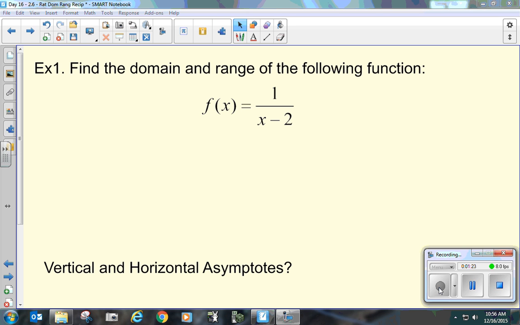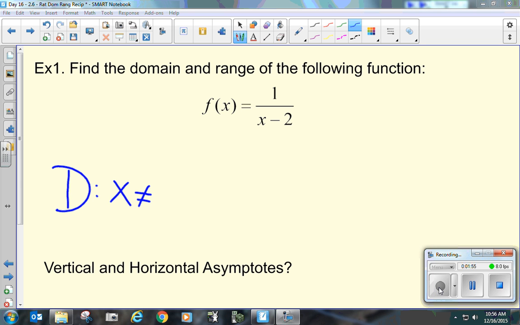Here we go. Let's find the domain and range of the following function. Well, the domain should be easy here. What's our domain? They're all possible x values. So as I look at that function, it's a rational function because there's a fraction involved. What can my x's be or not be? Correct. So what does that mean? So x cannot equal 2. There we go. That's the domain.